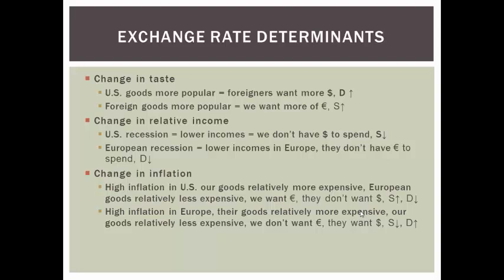At the same time, since our goods are relatively more expensive to the rest of the world, they don't want to buy them anymore. Our goods are too expensive. It's too expensive to go to Disney World in Florida. So foreigners would stay at home. As a result, they're not demanding as many dollars, so demand is going to decrease. If high inflation is happening in Europe, the opposite is going to be true. Their goods become relatively more expensive, our goods relatively cheaper. We don't want euros, so we decrease supply of dollars, we keep them to ourselves. Yet foreigners want more dollars, so they're increasing demand for our currency.